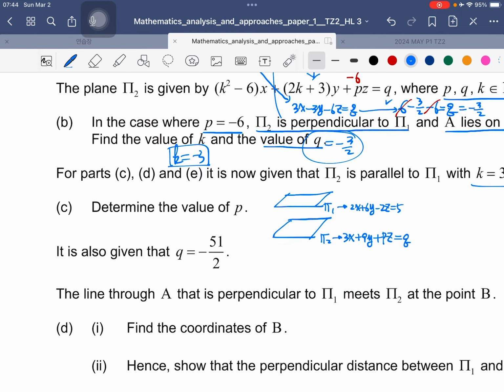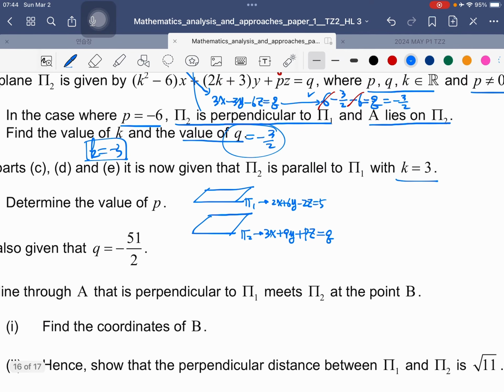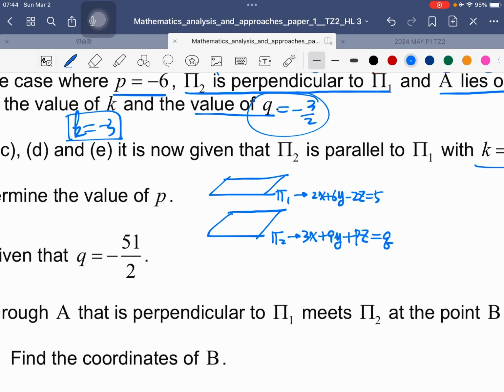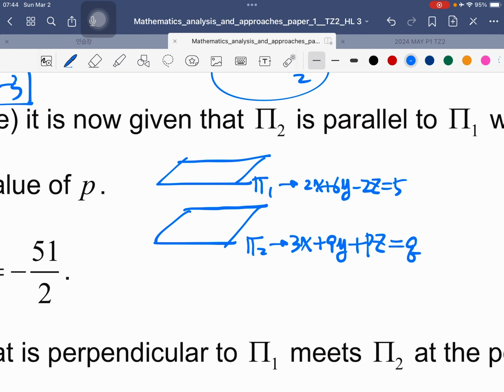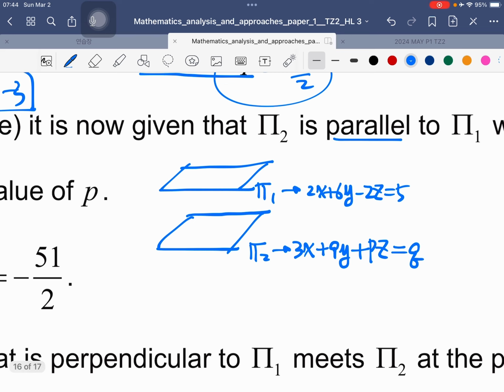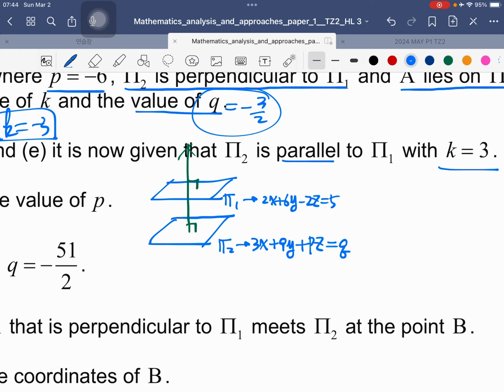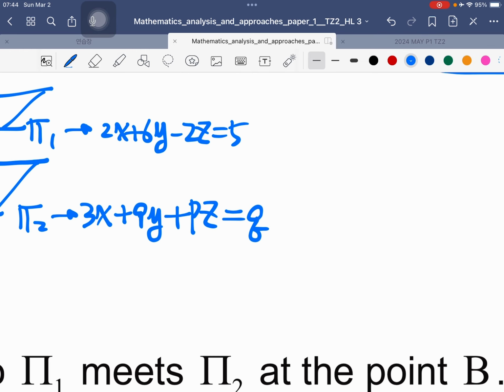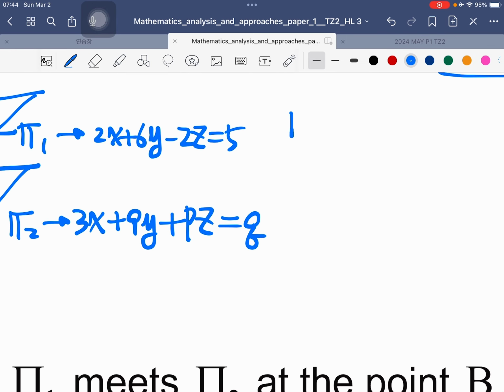Given that pi 2 is parallel to pi 1 with k equal to 3, determine the value of p. These two planes are parallel, which means their normal vectors are parallel. When the planes' normal vectors are parallel, those two planes are always parallel. When they have the same direction of normal vector, it means parallel planes. So the normal vector of pi 1 is parallel to the normal vector of pi 2.